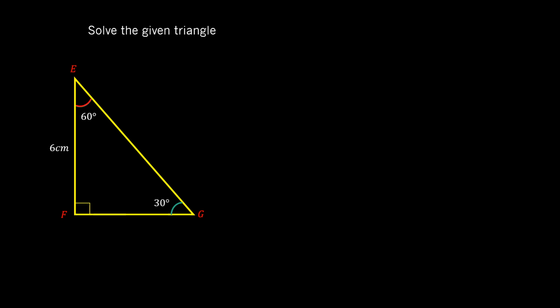I will represent each side by x and y. But before that, I have to know where the opposite, the adjacent, and the hypotenuse are. This is angle E, and these are the sides of angle E. So this is the hypotenuse and this is the adjacent. So the third side is the opposite. Now I will represent the long side by x, which is the hypotenuse, and the opposite side by y.